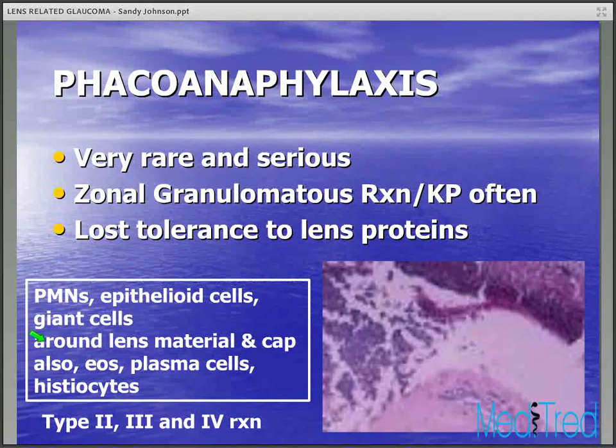All right, moving on to another lens-related glaucoma where there is an open angle, and that would be phacoanaphylaxis. And this is a very rare and a much more serious disease where there's a zonal granulomatous reaction, and they make KP. And it's a loss of tolerance to lens proteins. And you can see from my little box here, just about every type of inflammatory cell is involved in this reaction. And type 2, 3, and 4 hypersensitivity reactions have been involved. So it's a pretty global inflammatory reaction to lens proteins.